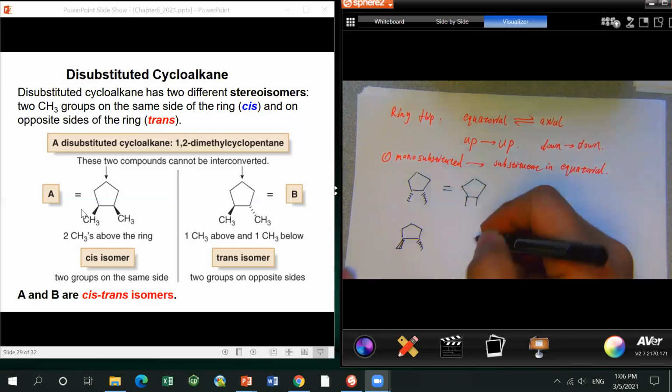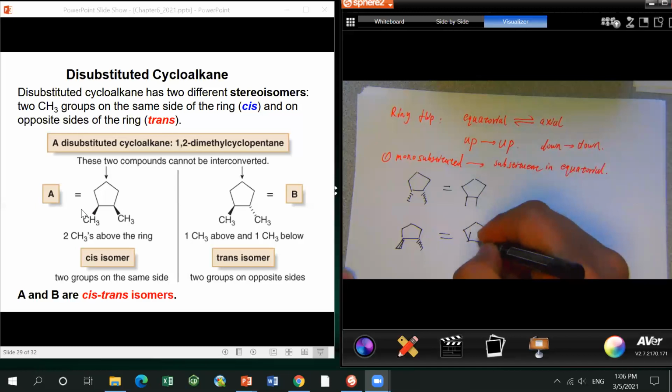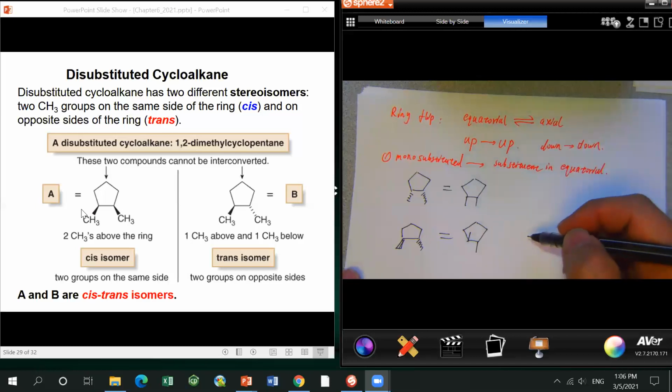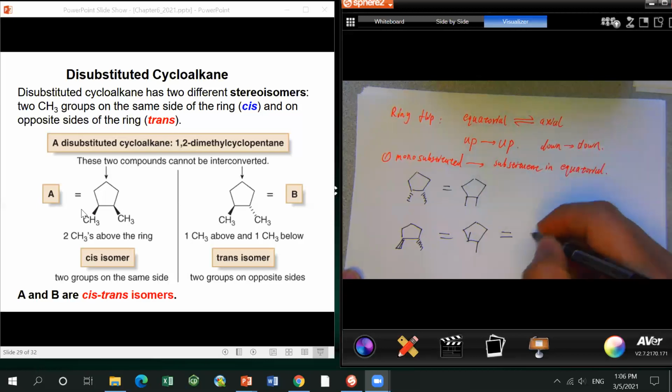Right, so that's trans. If you draw this kind of structure, it will be like this. Those are two of the same thing. And then the third way to draw the substituted cycloalkene is closer to the real structure.